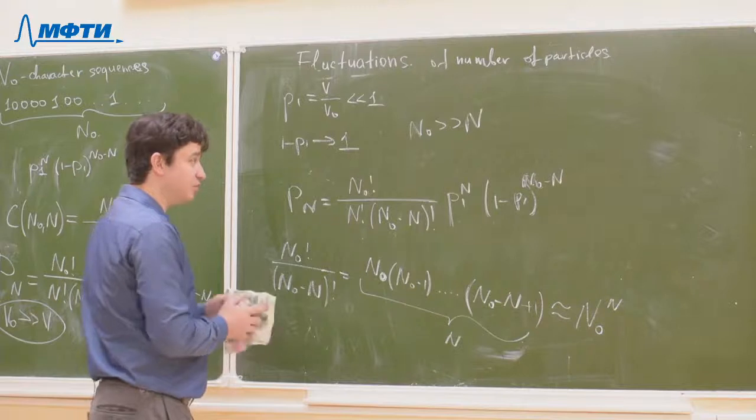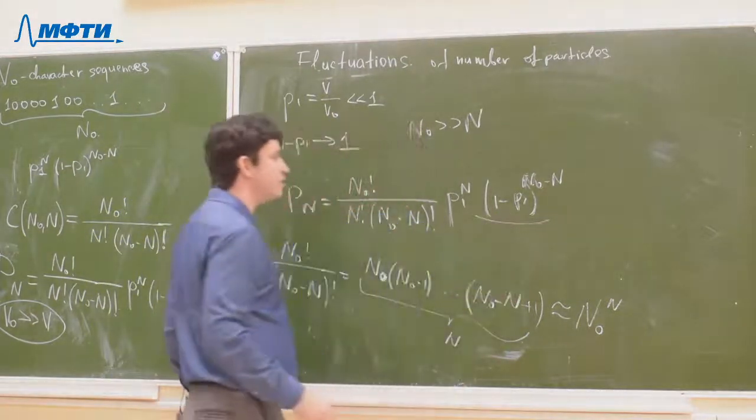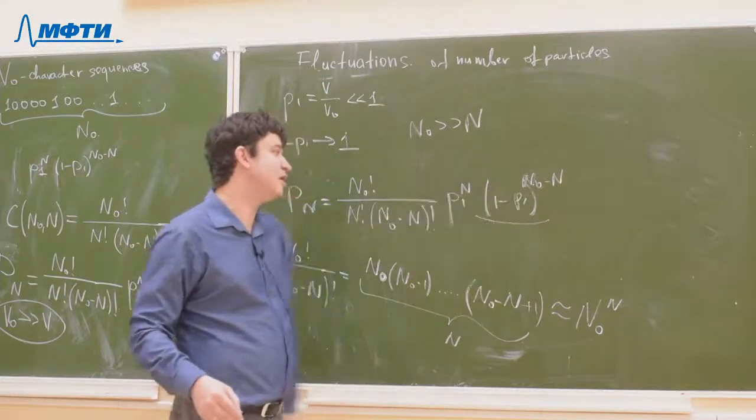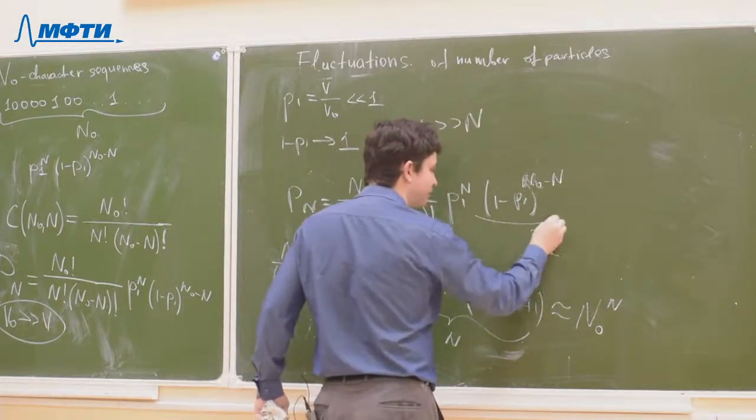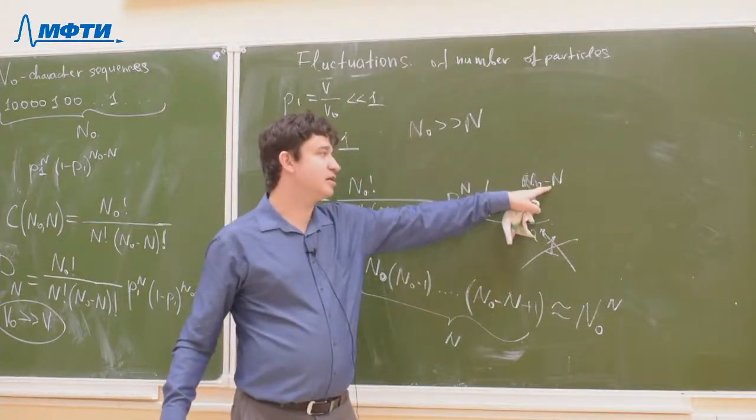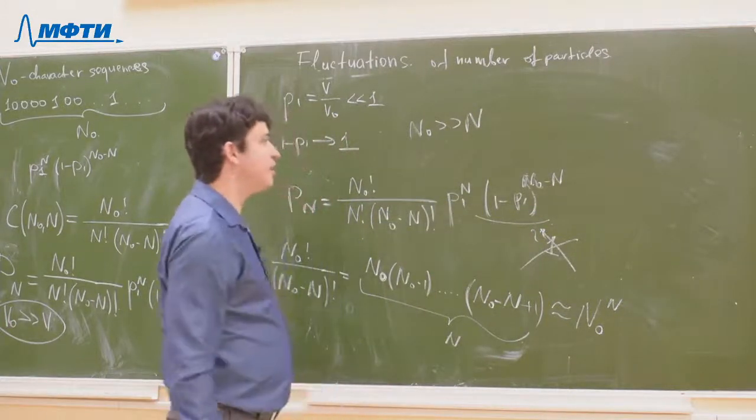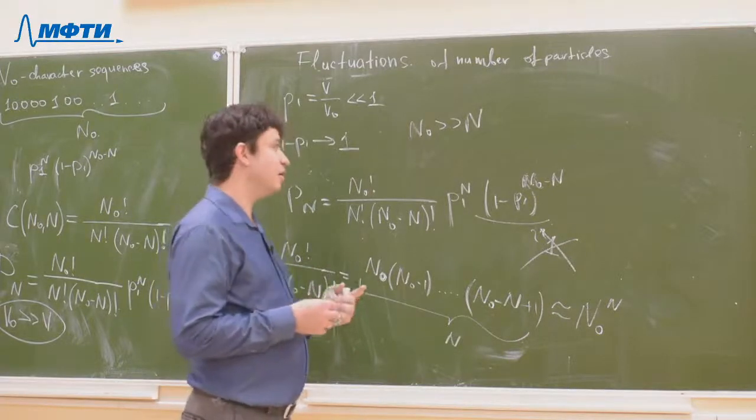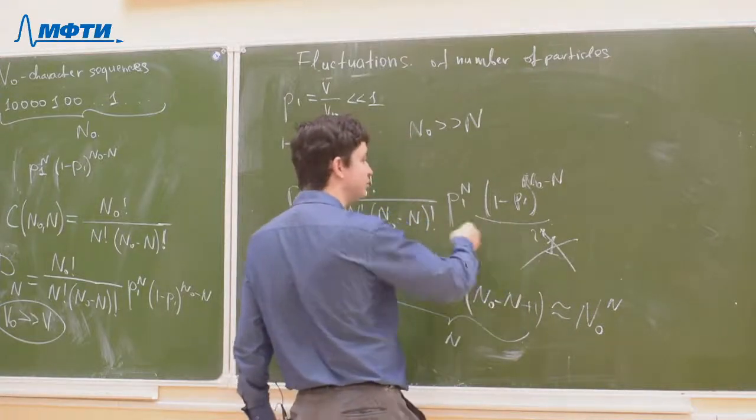Another approximation goes with this. At first, it seems that we can change this 1 minus p1 to the power of n0 minus n with 1. But this is wrong. Because this power, n0 minus n, is very large. And you know that there are situations when a number which is almost equal to 1, when raised to a very large power, gives you something which is not equal to 1.